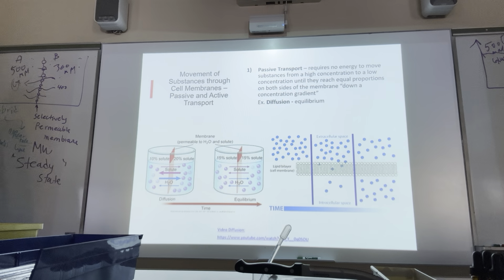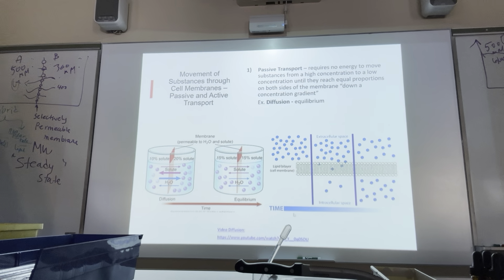Okay? So if you look here, in diffusion, we talked about that. If you have a 10% solution on one side and 20% solution on the other side, what's going to happen? The purple, water is in blue. Purple is your glucose. You will see that the big blue is going to move from where there's 20 to where there's 10%. Same way we had 500, 300, they both became 400. Now 20 and 10. So 5 is going to go to the other side. Now we have 15 on both sides. This is known as equilibrium, steady state equilibrium.